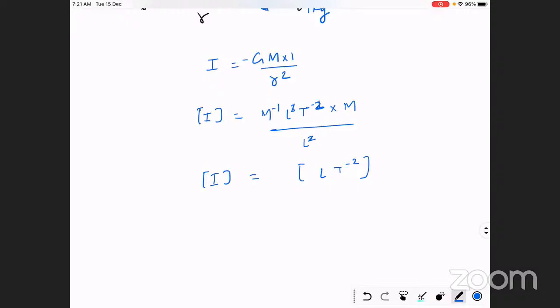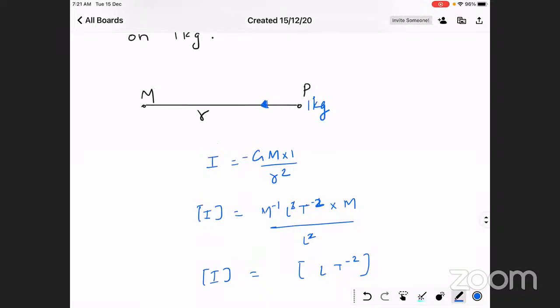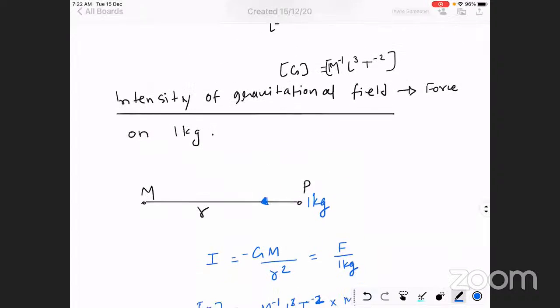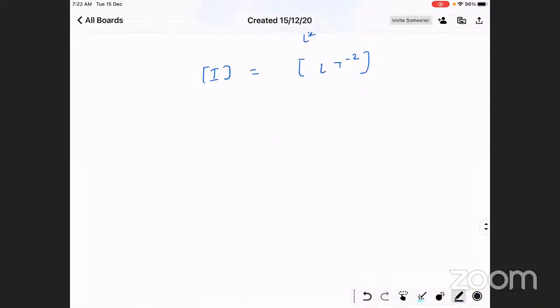Sir, what about 1 kg? Will there not be one more M? Actually, that 1 kg is on the other side. You should talk like this: 1 kg is on this side. Understood, Chinmay? Yes, sir. It is like that. Now, okay? That's good, at least there was some doubt.